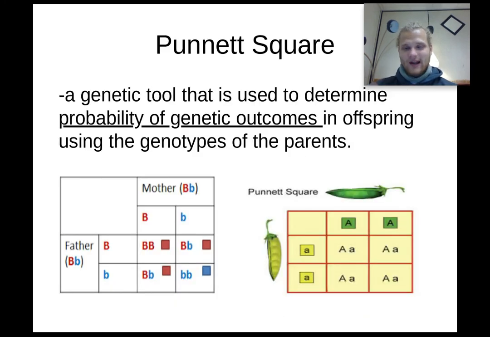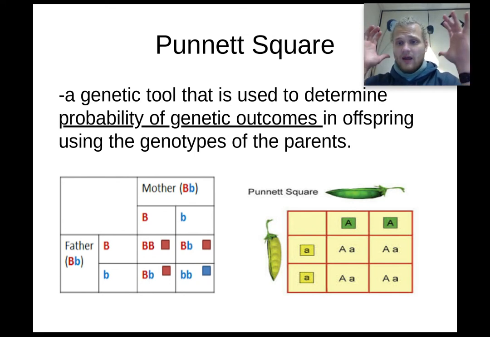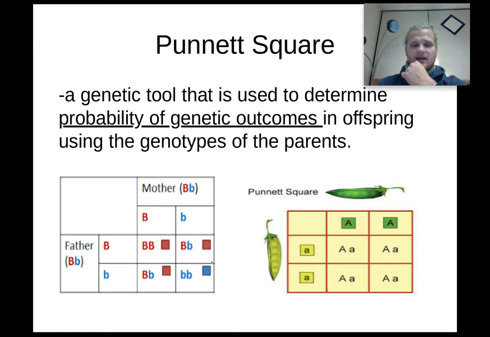So now we're going to use all this information to look at Punnett squares. A Punnett square is a genetic tool that helps us predict the probability of offspring. What traits are our offspring going to have? What percentage of the time? That's what we're looking for. In this example, and these are just examples of what they look like.